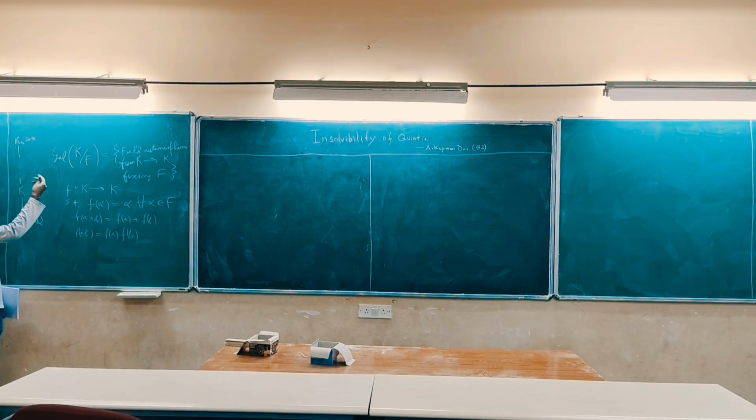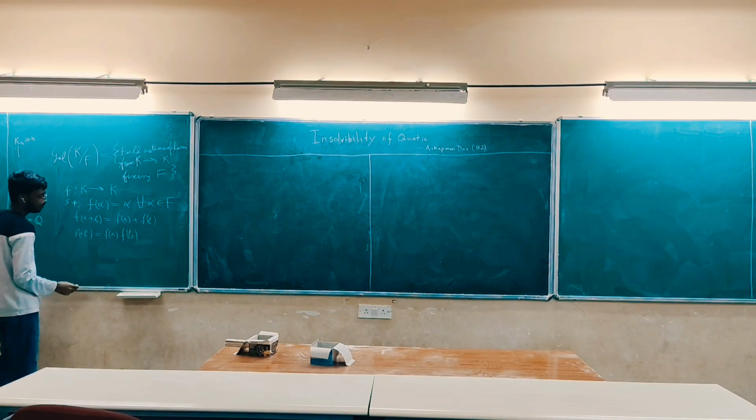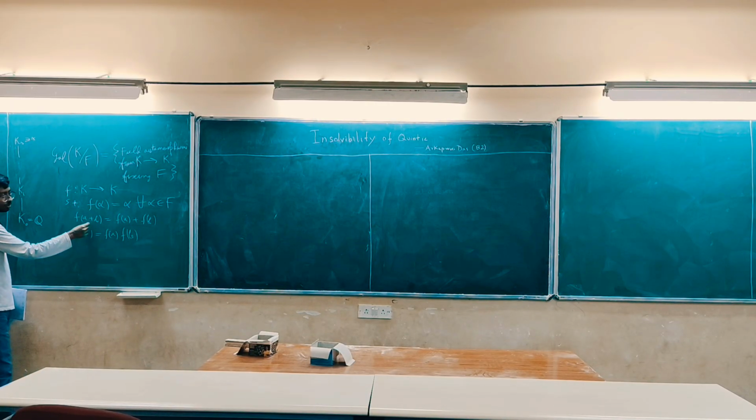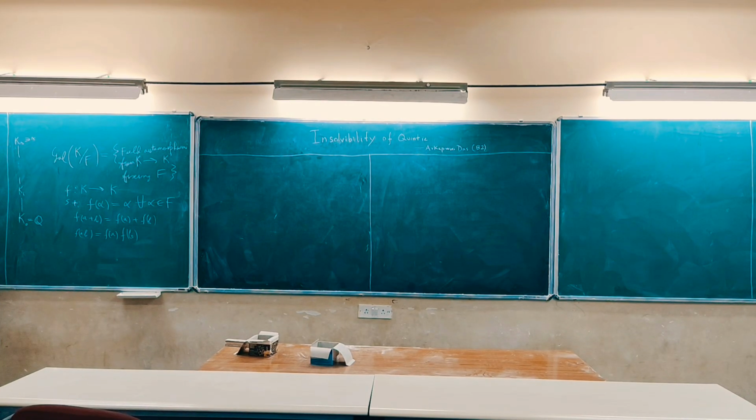For example, we have a field here, and the field's properties: if a, b belong to F, then a plus b also belongs to F. These are fields, so f of a plus b equals f of a plus f of b. Likewise, the addition operator is conserved. Again, here the multiplication operator is conserved. So that is the idea of what automorphisms are in general.